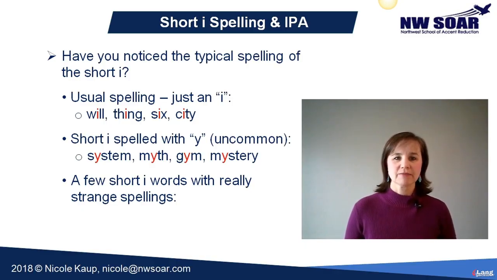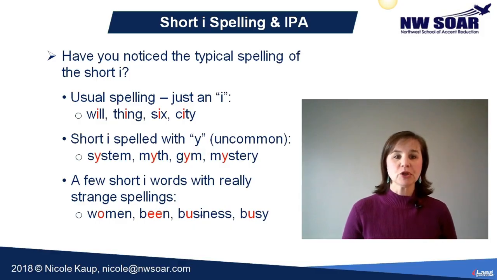Let's take a look. The word women. That O in women is pronounced as a short I. Women. Now this is the plural, right? This is for more than one woman. For 2, for 10, for 100. Women. Been. Business. And busy. Now in each of those words, the red vowel is the one that's pronounced as a short I.